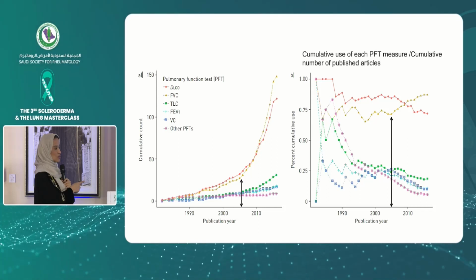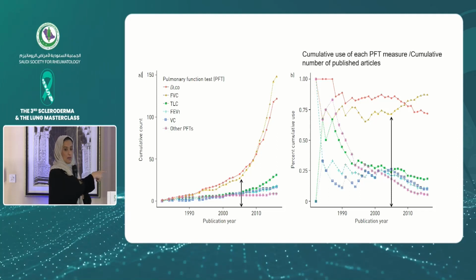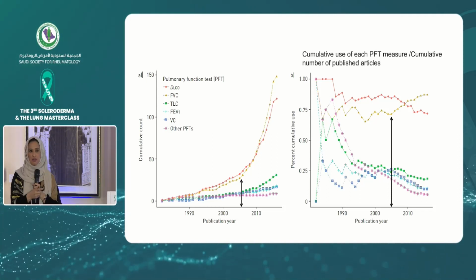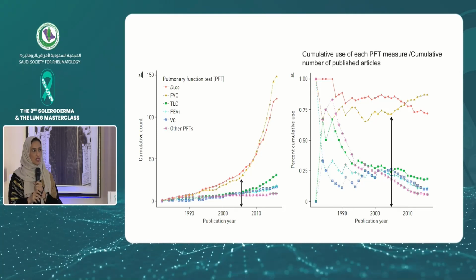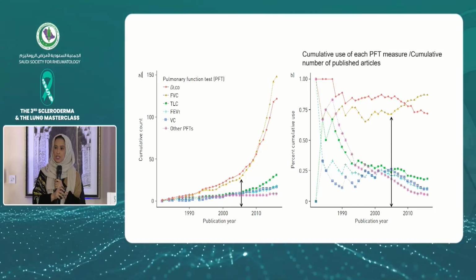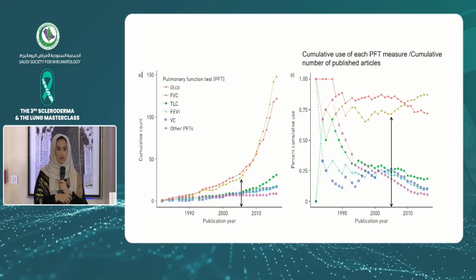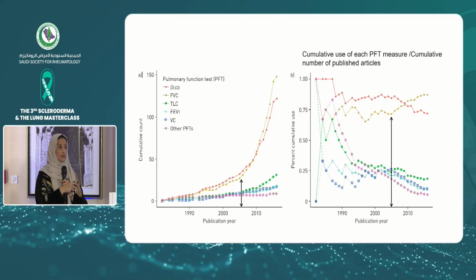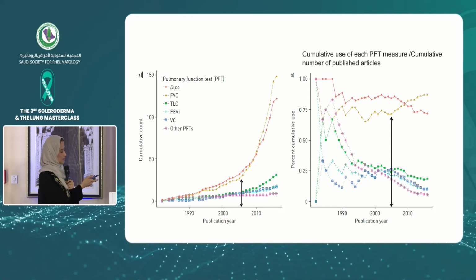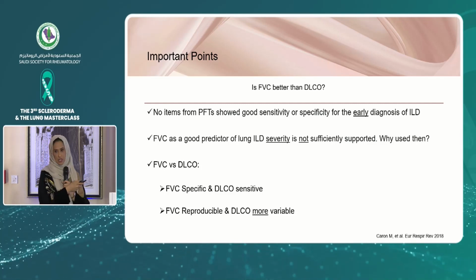Also, looking at this meta-analysis, actually 60% of these studies, which were around 75 studies, did not mention why they used FVC as a primary outcome. The others stated they used it because it's more specific than the DLCO. Others stated because it's more valid, and they failed to cite articles supporting their claim. So, is FVC better than DLCO?